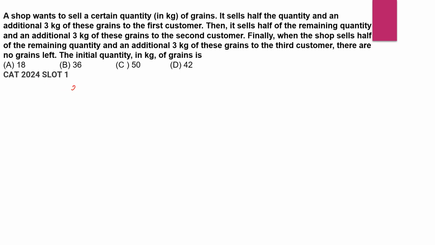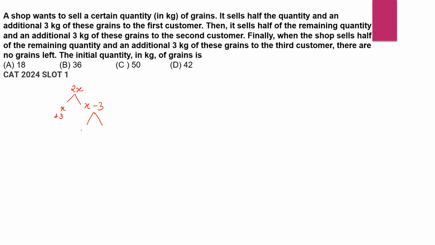Now look at this. Let's say initially he started with 2x kg. He sells what? X. So he should be left with x more. But he gives 3 more kg to the customer, so I'll have to add 3 here and subtract 3 from here. So this is the remaining one.